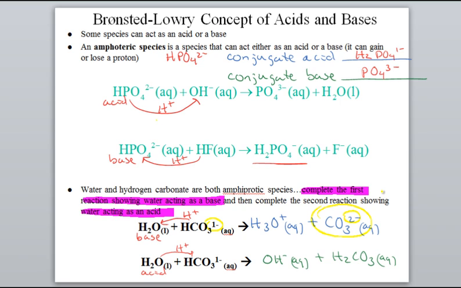Okay, the next one, water's behaving as an acid, so it loses a hydrogen cation. So it goes from neutral to being negative, and it only has one H, and we form the hydroxide ion. Hydrogen carbonate gets an H and a plus charge, so it forms carbonic acid. Add 1 to 1 negative, you get a neutral compound.